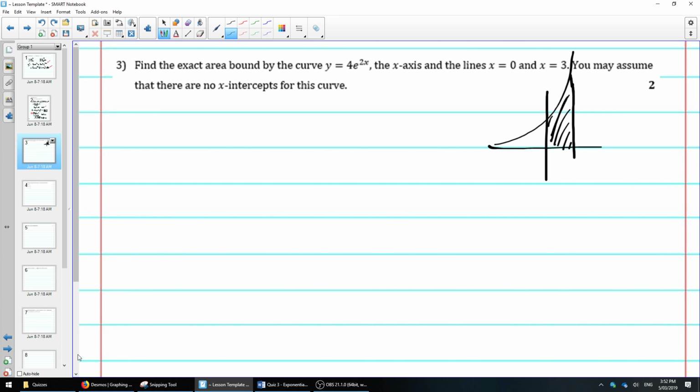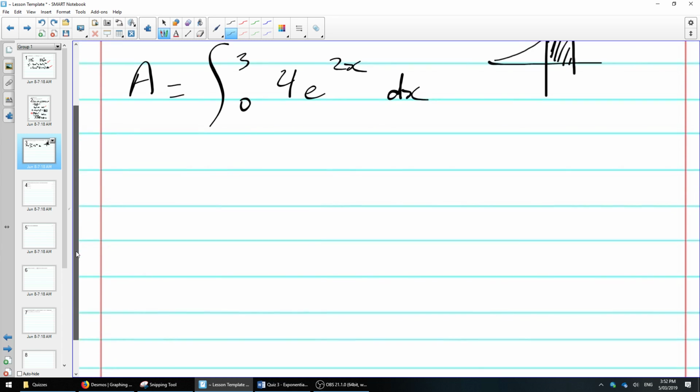We're trying to find the area bound between curves. So basically our area is just going to be the integral between 3 and 0 of e to the 2x dx. Does that kind of answer your question from earlier? Yeah. Alright, cool. Now what we want to do is integrate this.